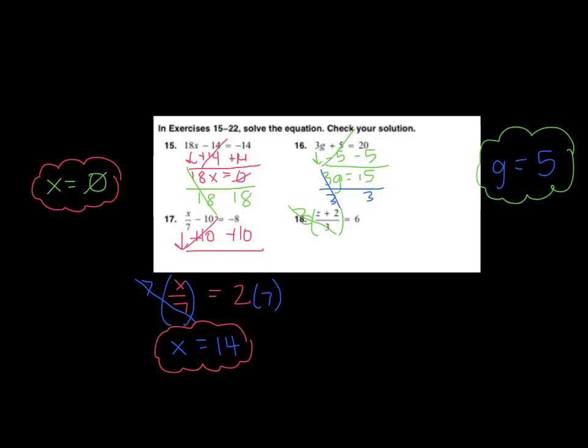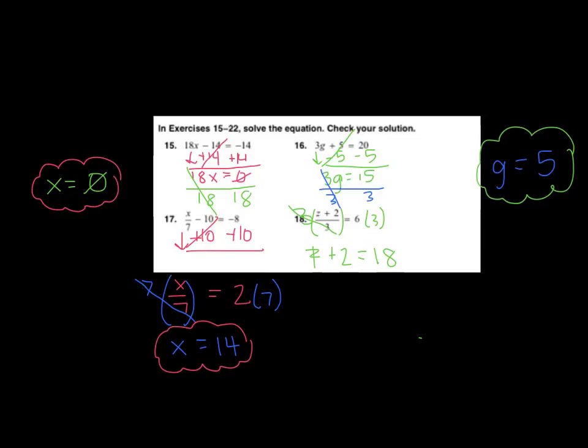And then I have my variable, which is z plus 2, and that would equal, and don't forget, if you multiply on the left, you got to do it on the right. 6 times 3 is 18. Now it looks like the problems we did on the first video.